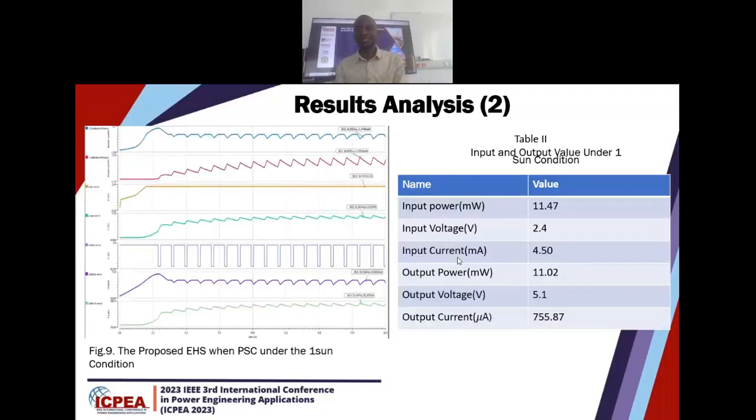And as you can see here, this is my result. When the perovskite was under the sun and connected to the circuit, my input power was 11.47 and my output power is 11.02. That shows that my P&O MPPT method was working properly, because I'm able to extract the power from the perovskite solar cell at a maximum of 98%.